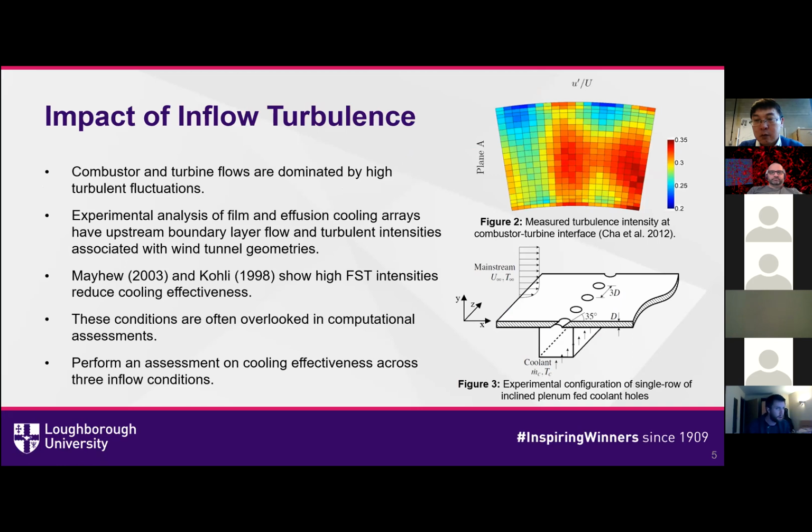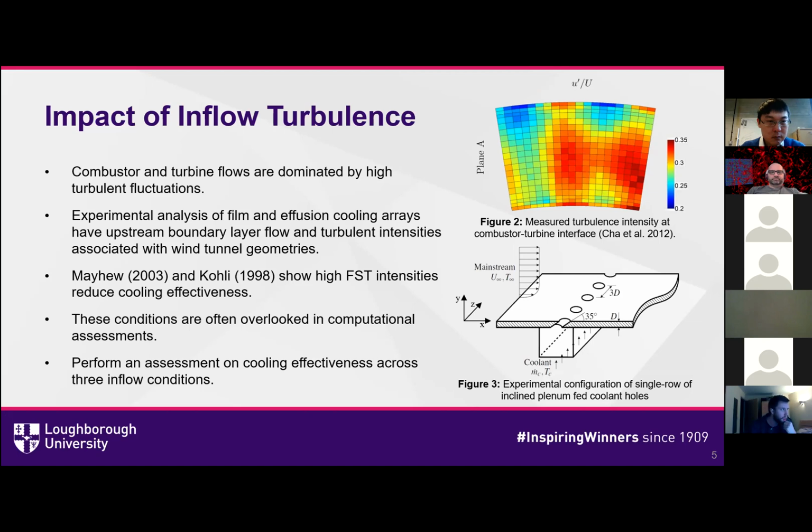So now we're into the main aspect of the work. The environments in which we find these film and effusion cooling arrays have a very high degree of turbulent fluctuation. You can see in figure 2 on the right, by Char et al., a plane taken between the combustor and the turbine. And these are the turbulence intensities. They're all very high and also spatially vary.